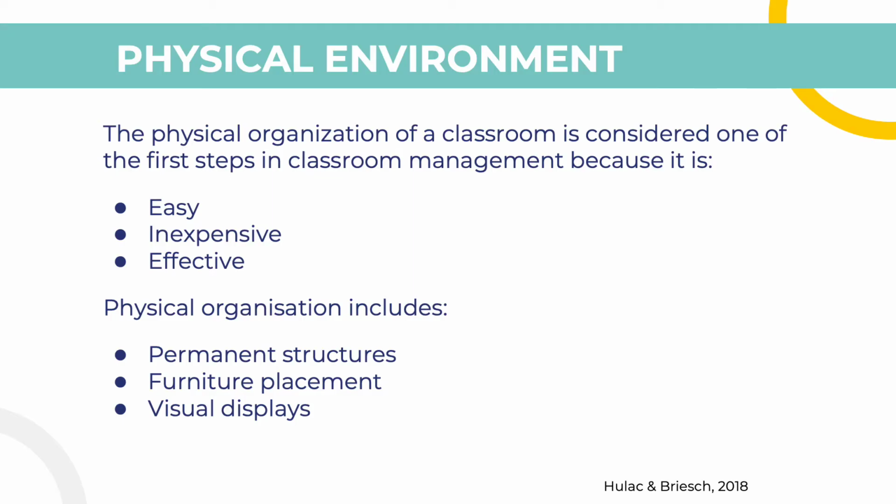Generally, the physical organization of a classroom is considered one of the first steps to improving classroom management because it is 1. Relatively easy because it involves changing the arrangement of desks, chairs, and shelves already in the classroom. Thus, it can be done at any point in the semester, as well as several times, depending on how the students respond to the changes in seating arrangements.